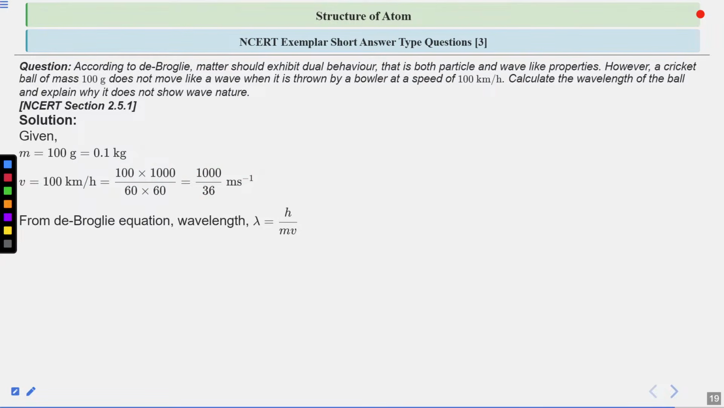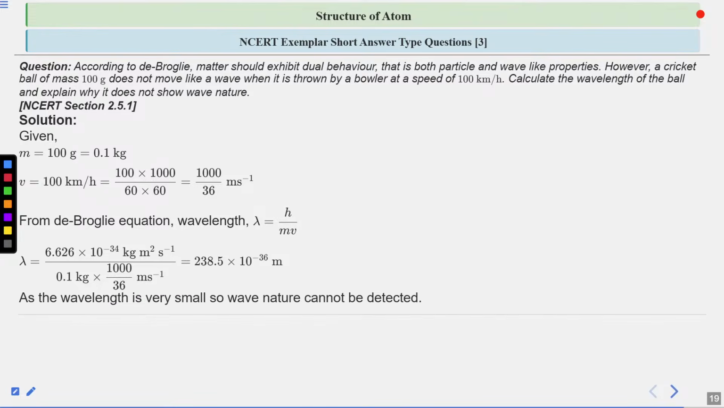So if you put all these values of mass and velocity of the ball in the de Broglie equation, which is lambda equals h by mv, you will get your wavelength as 238.5 into 10 to the power minus 36 meter. Okay. Now you can see very clearly that this wavelength is very small. Okay. And as a result of this, the wave nature of this cannot be detected.